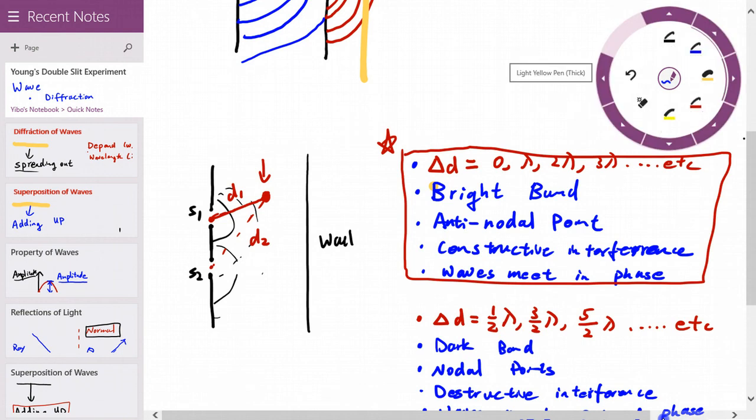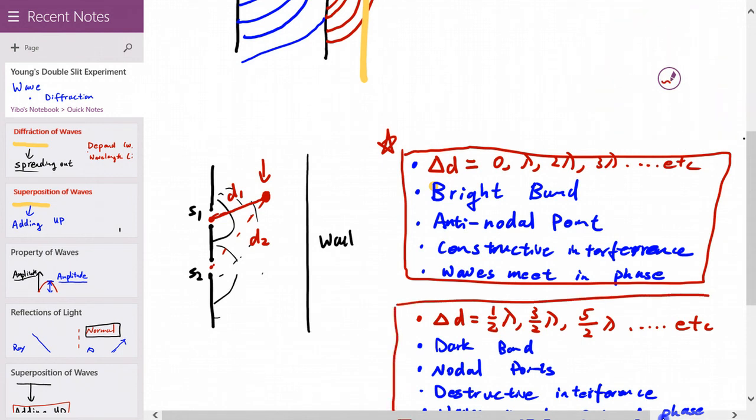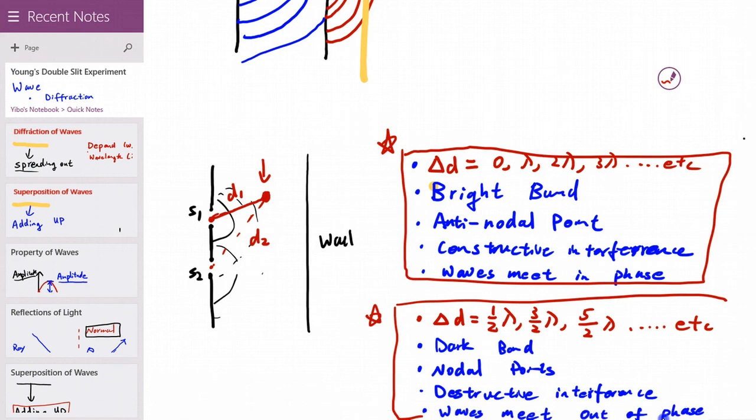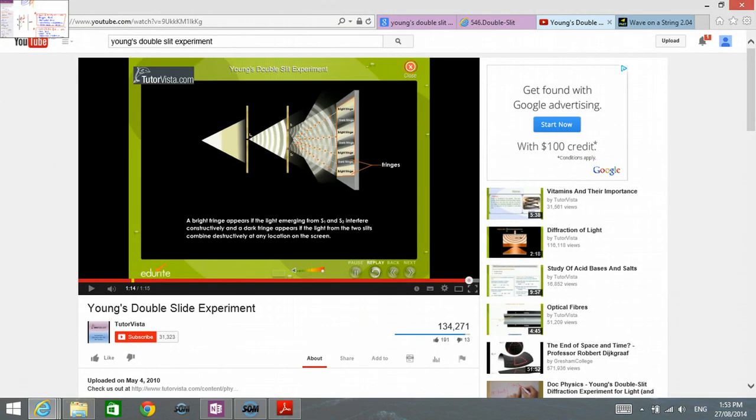So that's what Thomas Young did. He discovered a mathematical model of it, and as a result, he proved that light behaves like waves.